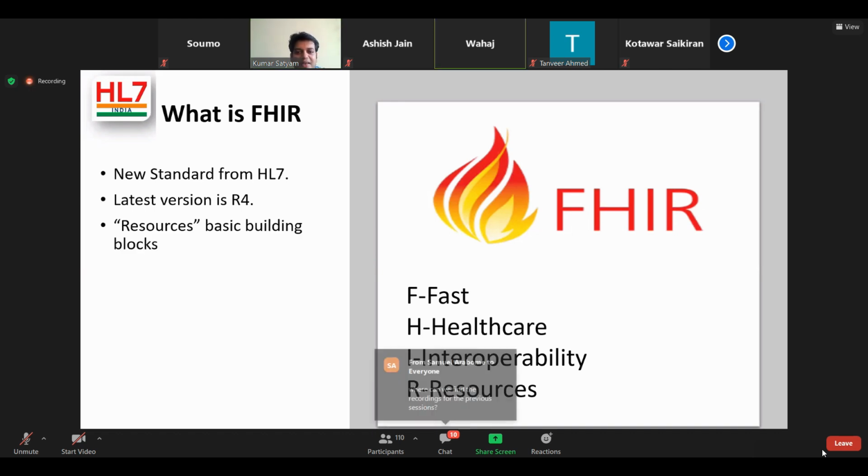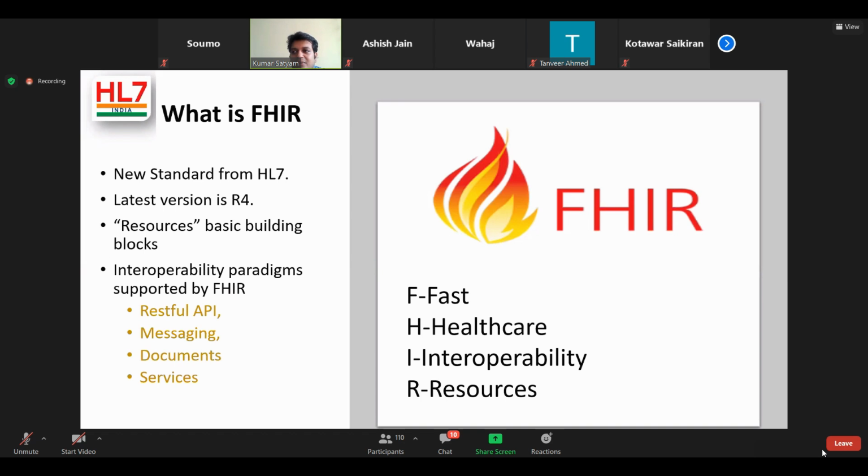As in the acronym itself, Fast Healthcare Interoperability Resources, resources are the basic building blocks. Resources are the core of FHIR as a standard. That's why today is an important session, where we are going to understand what resources are and why they are important.